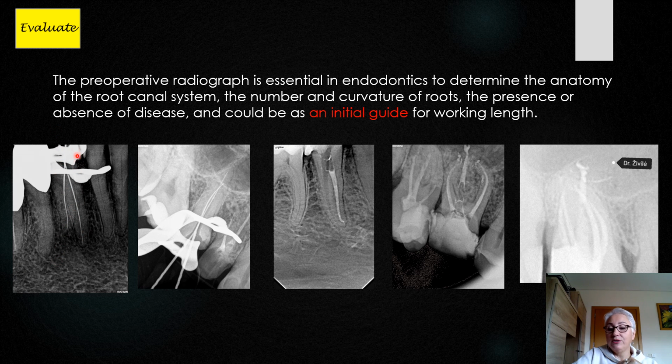This is a lower canine with 2 roots. The number and curvature of the roots, a missed root, or the presence or absence of disease could be an initial guide for working length. Of course, we also have to know the average root canal length.